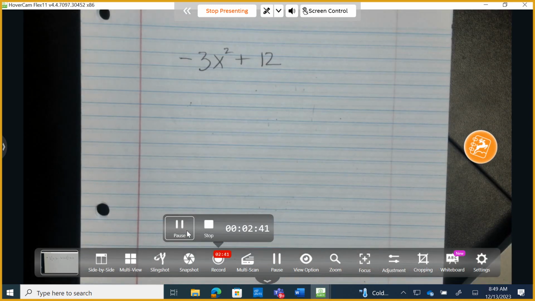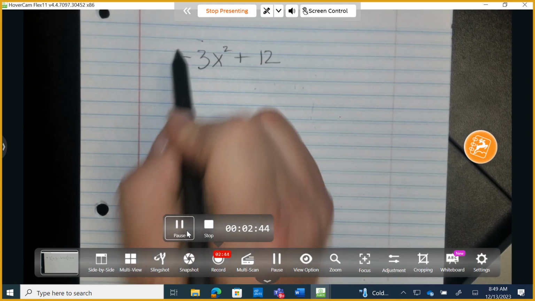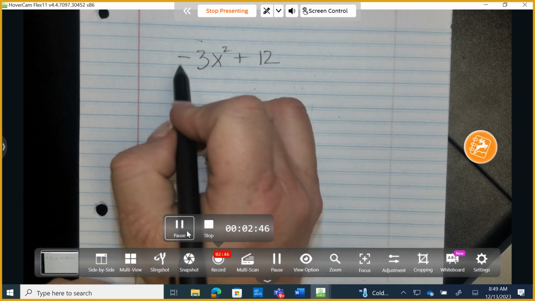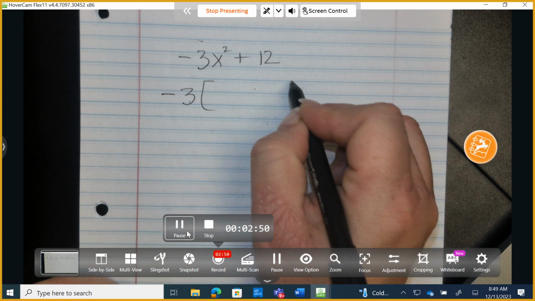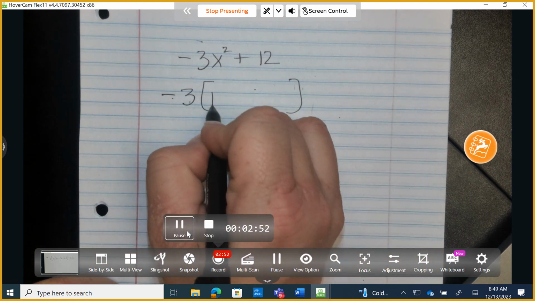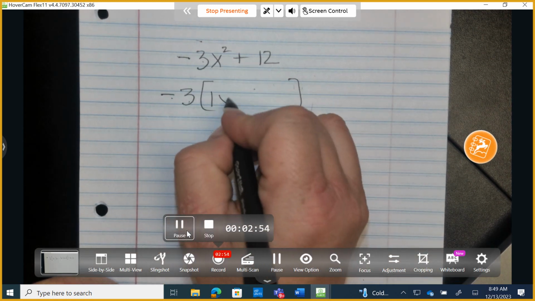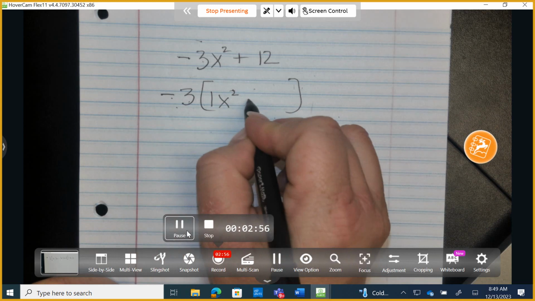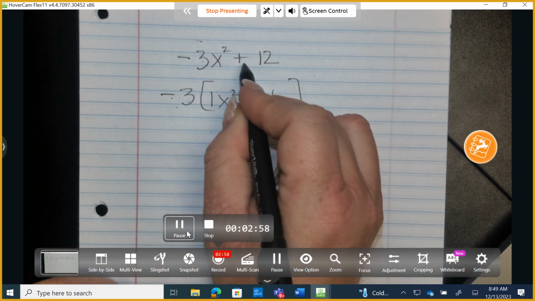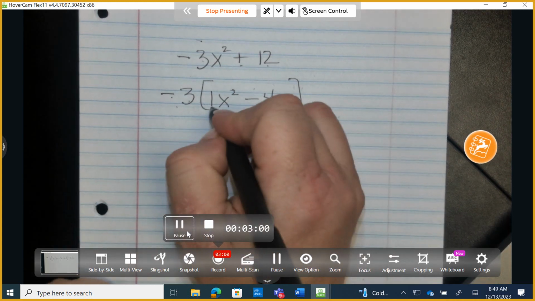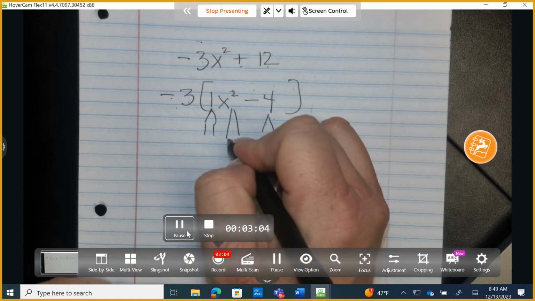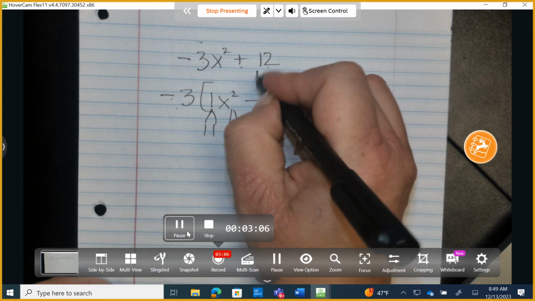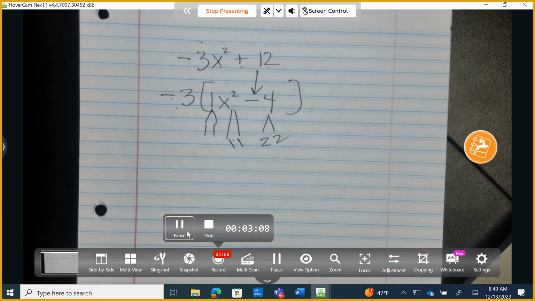Number 3. If there's anything in front that I can factor out, I want to do that. So I'm going to factor out a negative 3. And now let's see what would go behind. Negative 3 times 1 is negative 3, but I need an x squared. Negative 3 times negative 4 is a positive 12. This breaks into 1 and 1, 2 and 2. X squared breaks into x to the first and x to the first, and I have subtraction.